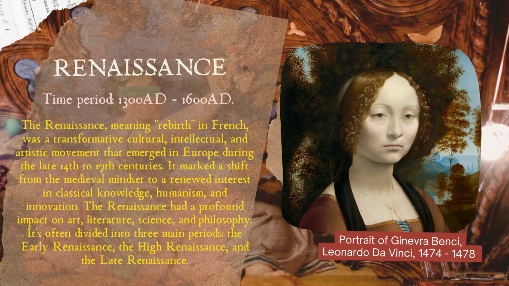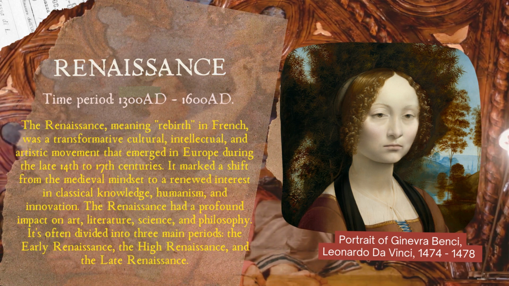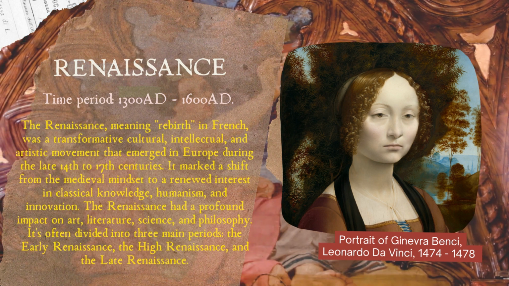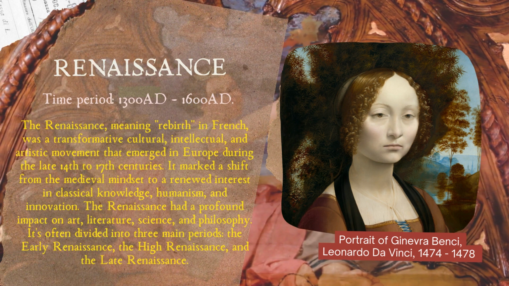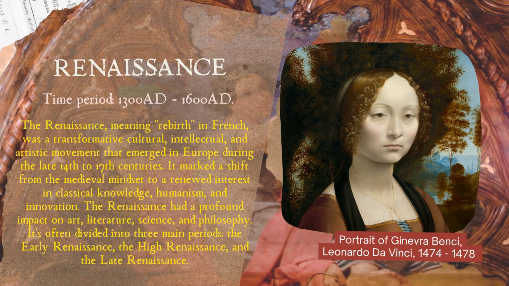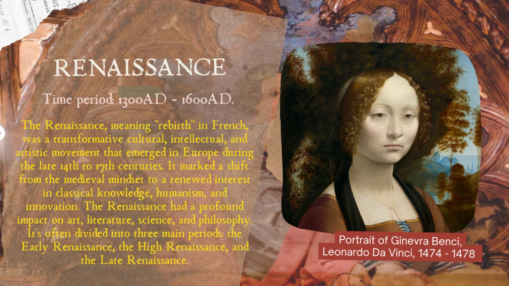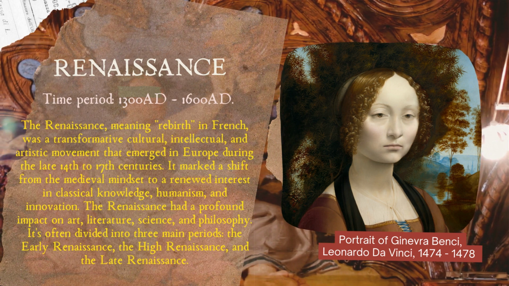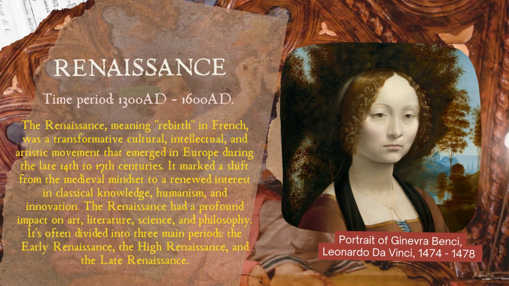The Renaissance, meaning rebirth in French, was a transformative cultural, intellectual, and artistic movement that emerged in Europe during the late 14th to 17th centuries. It marked a shift from the medieval mindset to a renewed interest in classical knowledge, humanism, and innovation. The Renaissance had a profound impact on art, literature, science, and philosophy. It's often divided into three main periods: the early Renaissance, the High Renaissance, and the late Renaissance.